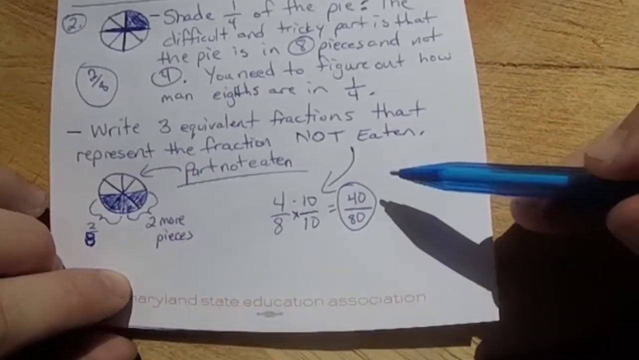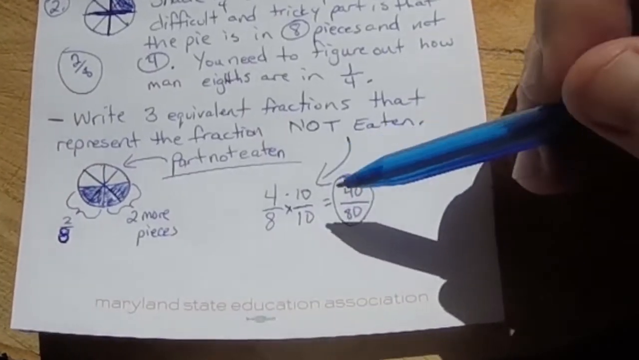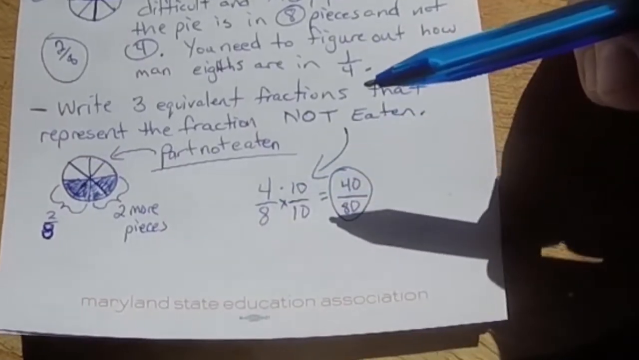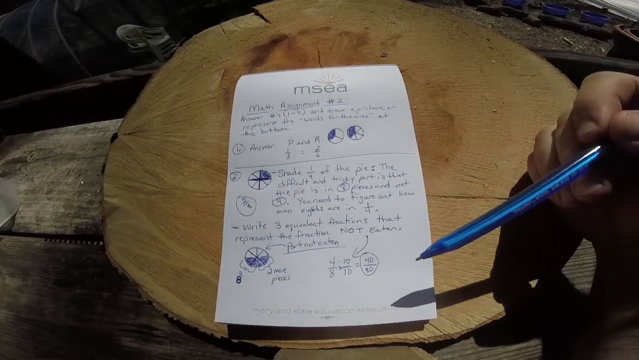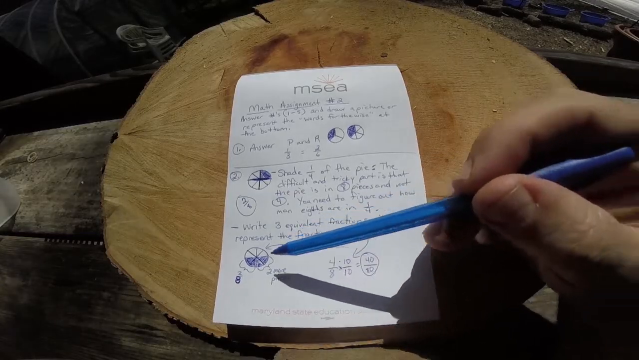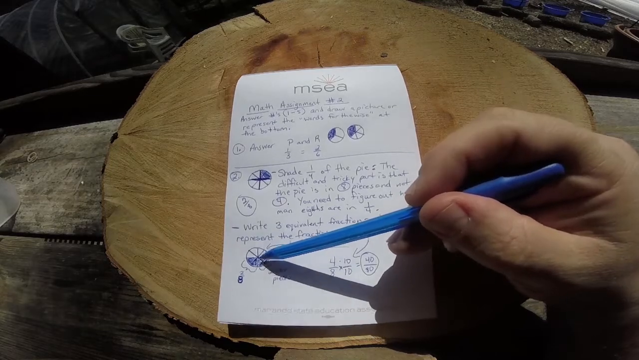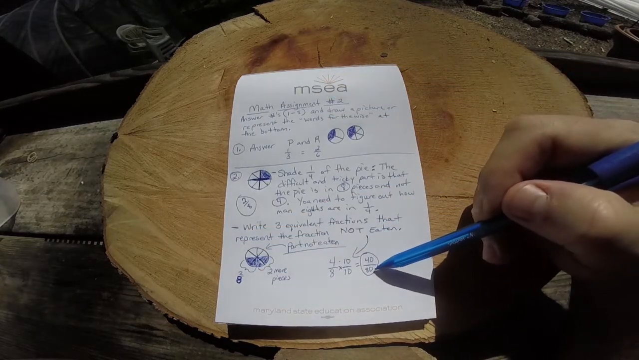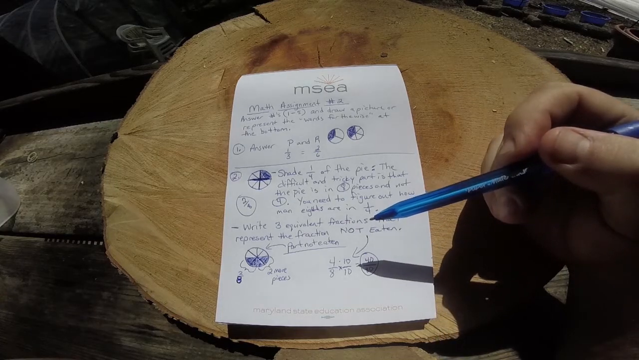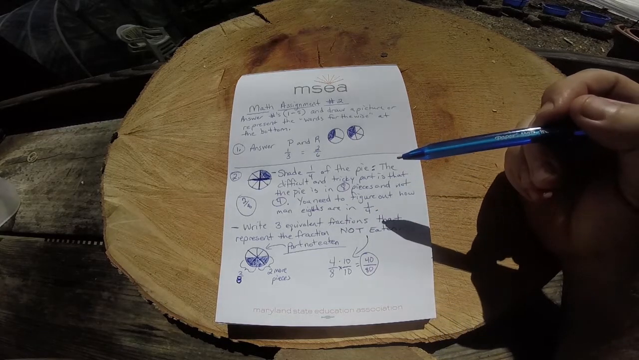Some students may say, well, wait a minute. How is 40/80ths and 4/8 equal or equivalent to each other? Well, think about it. If you have this pizza right here, or this pie, whatever, or this circle, and you cut it into 80 pieces, those pieces are going to be really small. Okay?